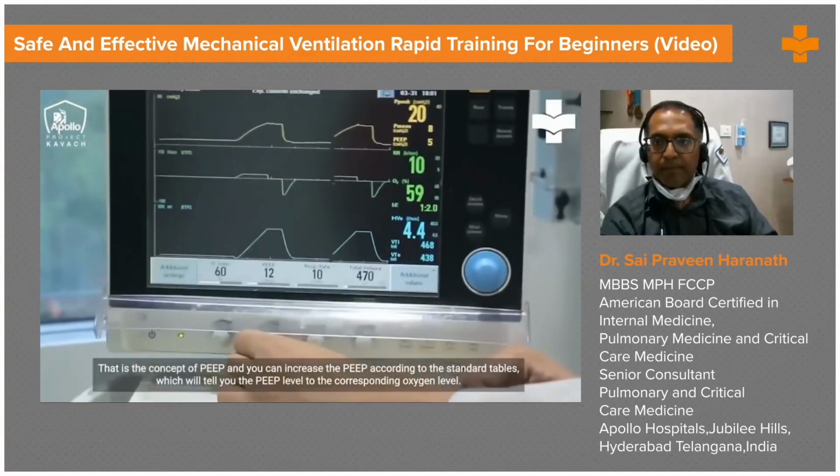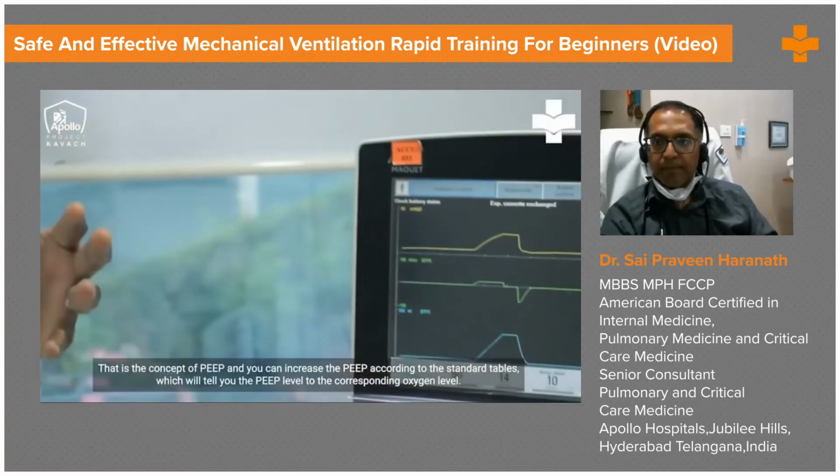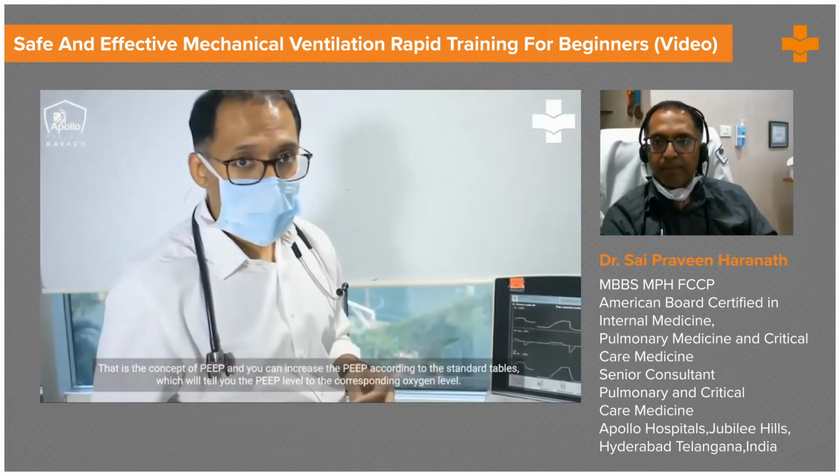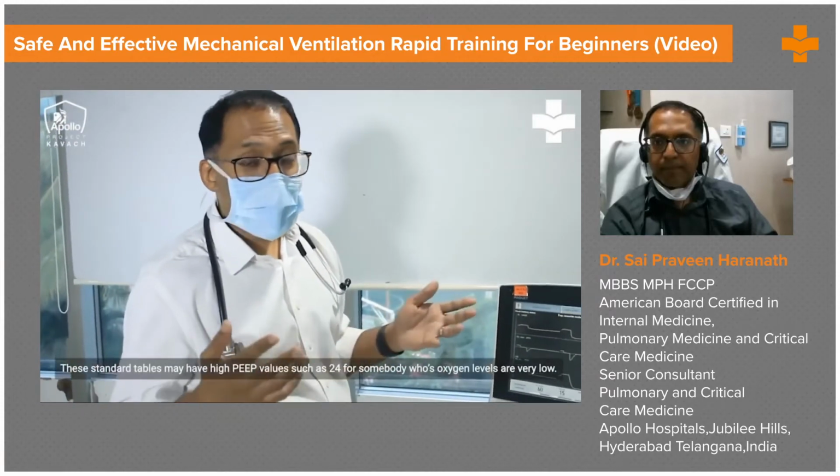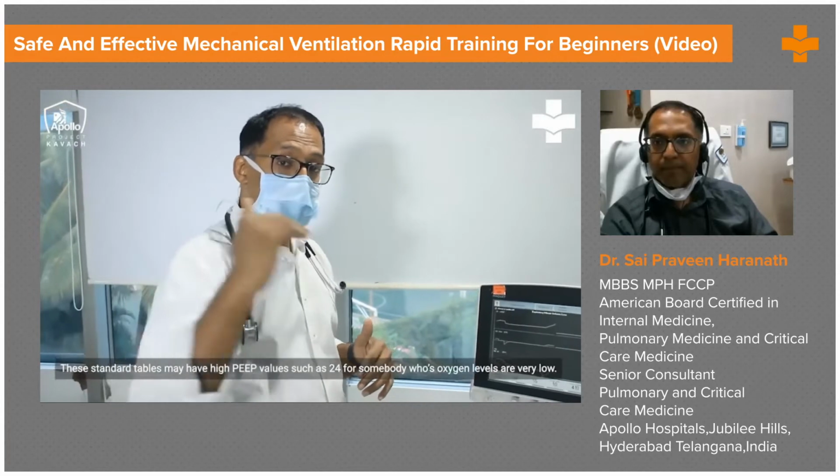There are standard tables which tell you how much PEEP you need to put for how much oxygen level that you want. These standard tables may be even as high as a PEEP of 24 for somebody whose oxygen level is quite low.